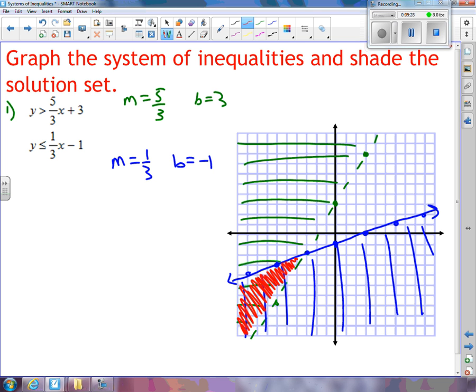Now, if you wanted to find an answer to this system of equations, you could plug in a point that was in this region. If you took that point and plugged it into both inequalities, it should come out true for both of them.